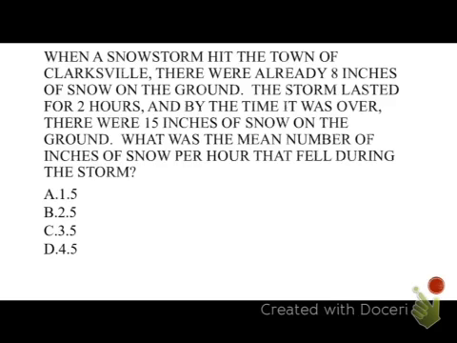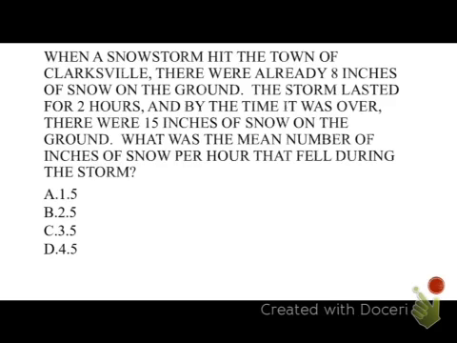Our next question says, when a snowstorm hit the town of Clarksville, there were already 8 inches of snow on the ground. The storm lasted for 2 hours, and by the time it was over, there were 15 inches of snow on the ground. What was the mean number of inches of snow per hour that fell during the storm?